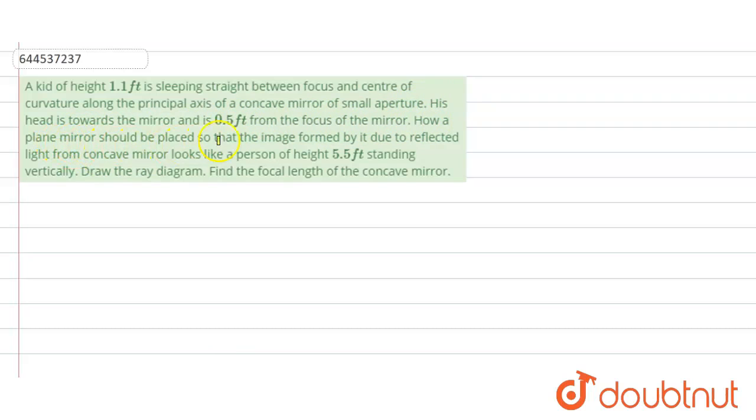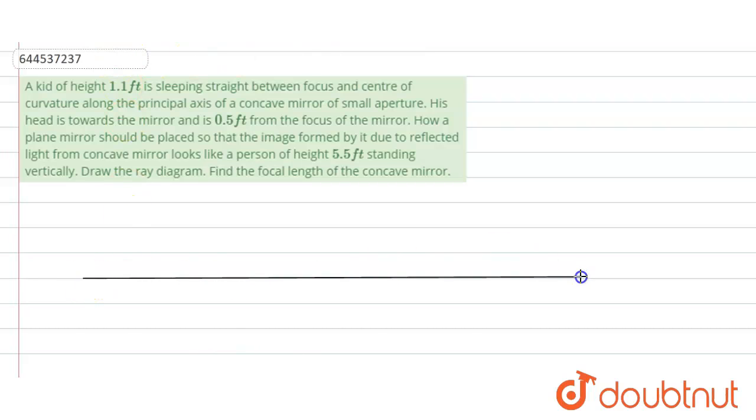How should a plane mirror be placed so that the image formed by it, due to the reflected light from this concave mirror, looks like a person of height 5.5 feet standing vertically? We need to draw the ray diagram and also find the focal length of the mirror. So first of all, we just represent our situation.